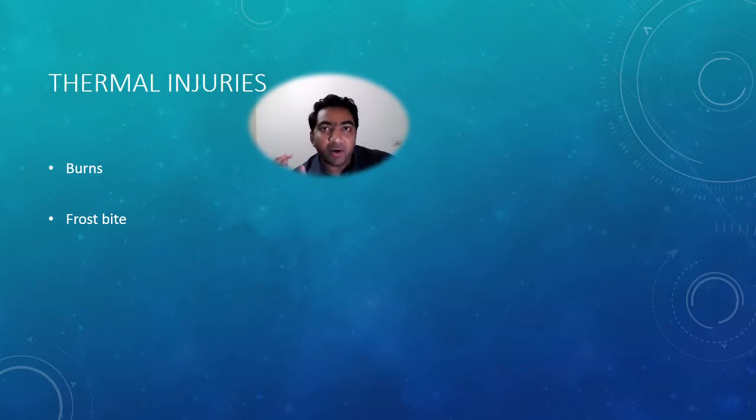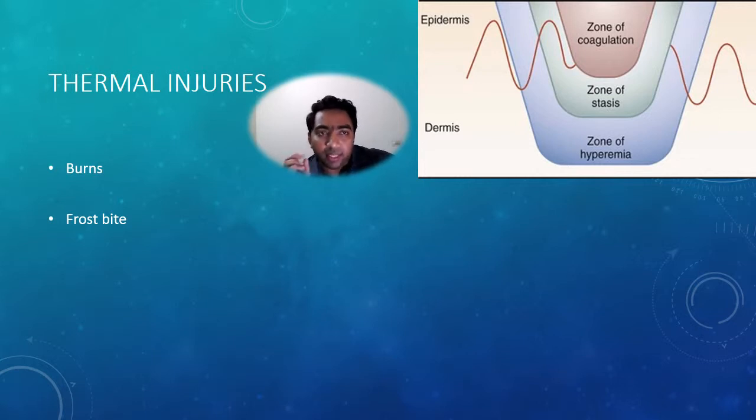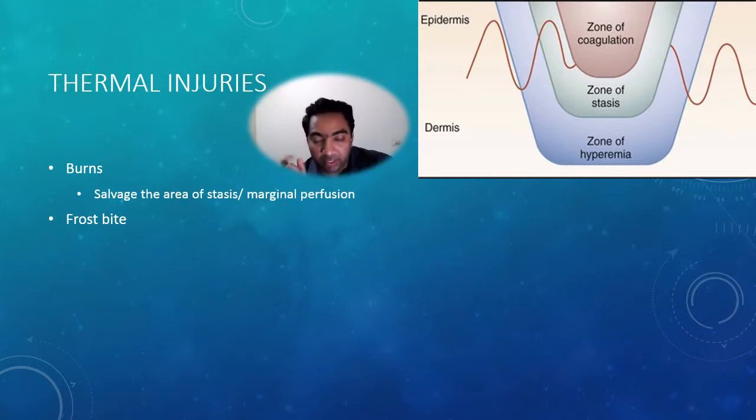But one thing we have to know about burns, what we have to do. In burns, there is a zone of coagulation in the skin, in the epidermis and the dermis, which will be lost anyway. Then there is a zone of stasis and a zone of hyperemia. The zone of hyperemia almost always returns to normal, but in the zone of stasis, there is marginal perfusion. So we have to salvage the zone of stasis, the zone of marginal perfusion. That is our aim in case of burns.